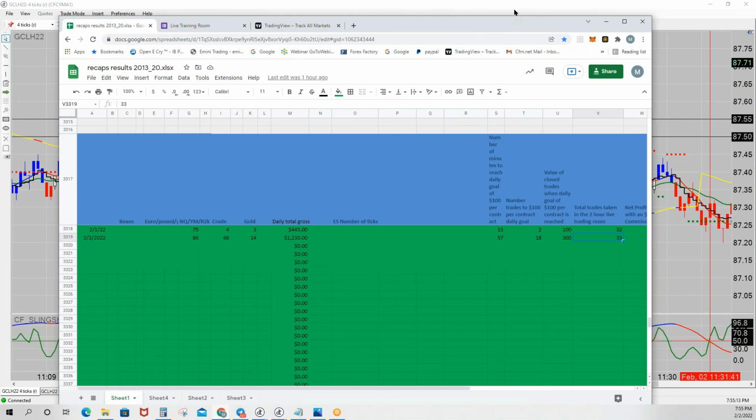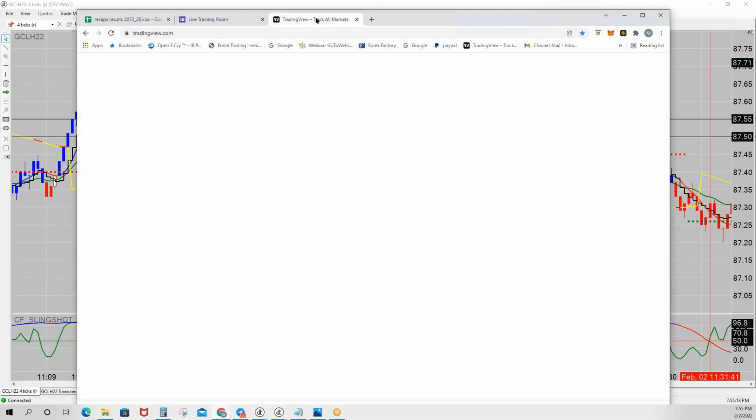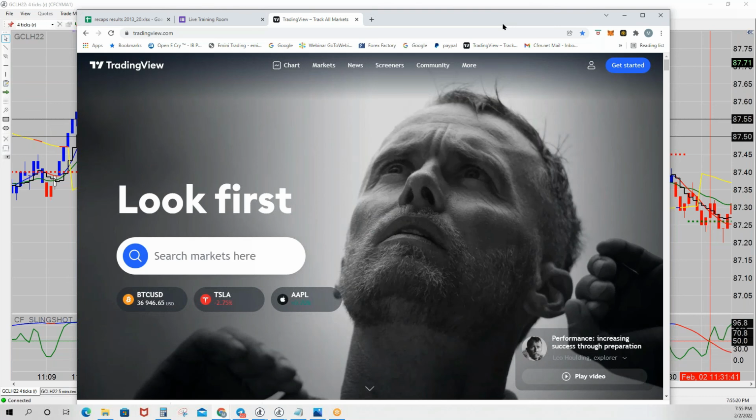So now TradingView, the free charting platform. TradingView really is free. You're going to have to sign up for it. Go to tradingview.com just like this. Do not click get started right here. Don't click that. Come over here and click on chart like this.